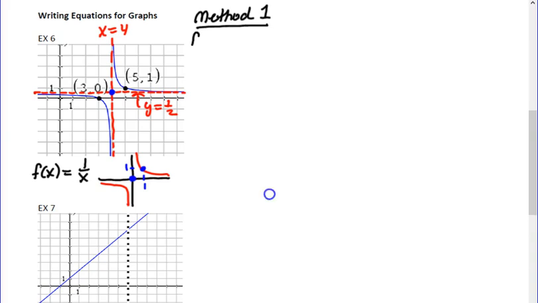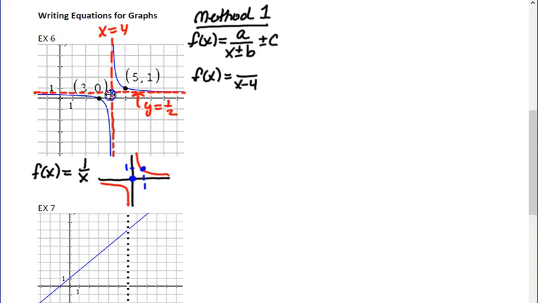Method 1 is thinking there are 3 things that can change in the original equation. I could change the stretch of the graph, which would change this numerator. I could change the left and right shift, which would change the denominator. I could change the up and down shift, which would add or subtract some number to the original function. So what are those numbers? Well, if I'm shifting to the right 4, and this is a vertical asymptote, that tells me my denominator has to have x minus 4 in it.